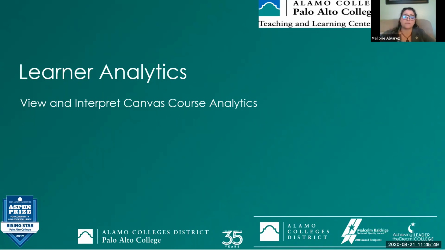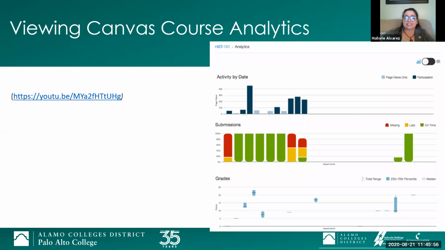I want to discuss the learner analytics, how to view and interpret Canvas course analytics. Some of these items are really great. Please keep in mind that the Canvas course I'm going to be viewing the analytics for is a fake one, a made up Canvas shell, so I'm not going to have a lot of data to look at. But what this does is break down what this data means and how it can be interpreted. I thought this was a really great item to touch upon.